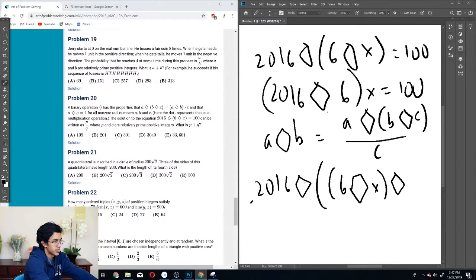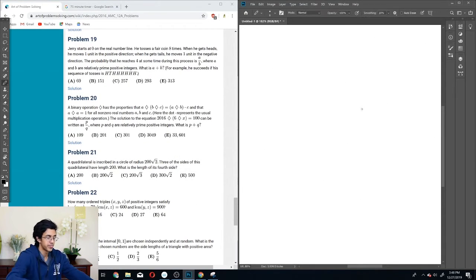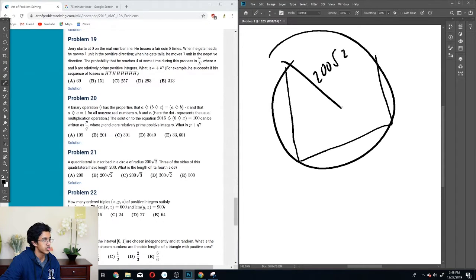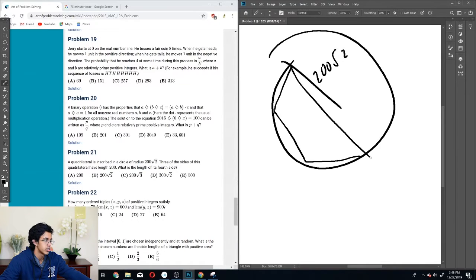Oh wait, a geometry problem. We're doing that first. Hold up. Okay, so we have a quadrilateral. Okay, so we have a circle. We have a radius 200 root 2. We have a quadrilateral with sides 200, 200, 200, and then nice. Okay. Actually, that's not to scale. 200 should be smaller. So it's 200, 200, 200, and then we want to find the last side.